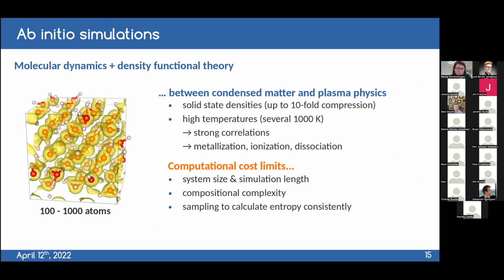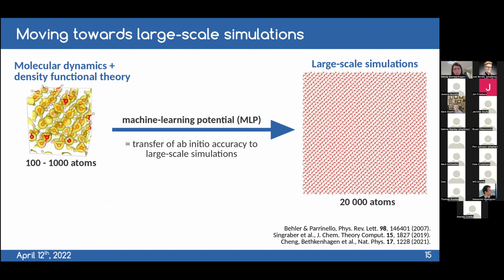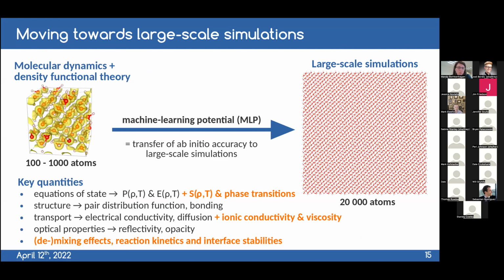So what I didn't say before when I talked about the density functional theory calculations is that they're actually very costly because of the DFT part. And we would like to do this a little bit differently, to also go to higher system sizes and longer simulations. And for example, to get entropy consistently out of these simulations. And to do that, it's a machine learning approach, which here was done by Bingqing Cheng. So we can basically go from systems of 100 to 1,000 atoms to up to 20,000 atoms in this case here. And then we can get also quantities like the entropy, ionic conductivity, and can also study the mixing effects and interface effects.